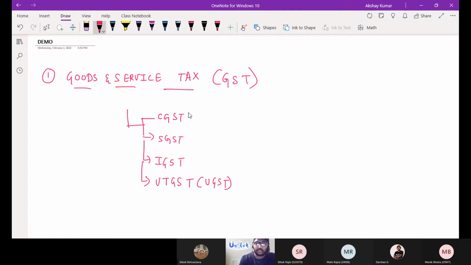Like how much percentage do they charge? There is 5%, 8%, 12%, 18%. So there are some standard rates for different purposes, and we'll try to understand them in this particular chapter.